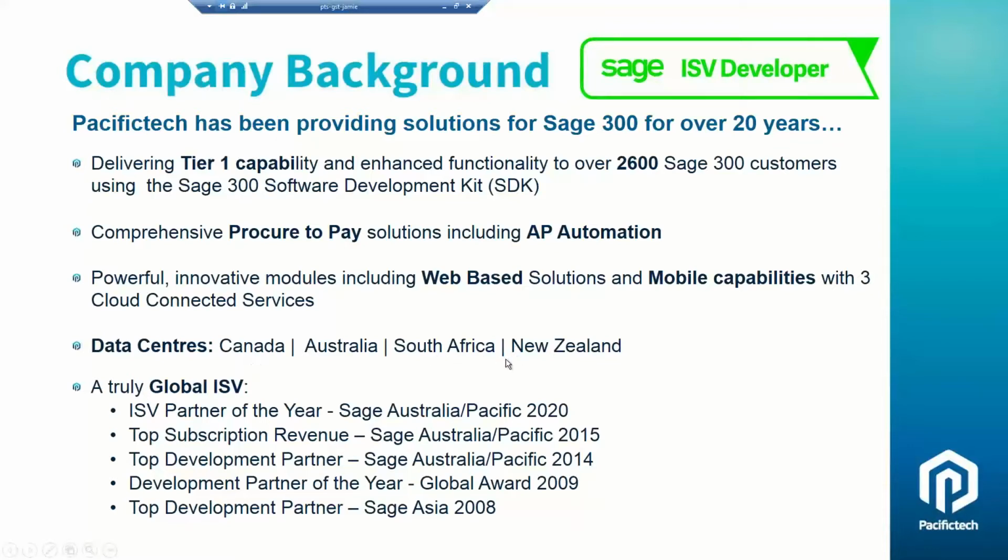We've got data centers in 4 locations around the world, and we sell into over 100 countries, and we've won a number of awards over the years. We won one last year, which we were very proud of, the top ISV partner for Sage Australia Pacific. There were 40 ISVs in the running for that award.